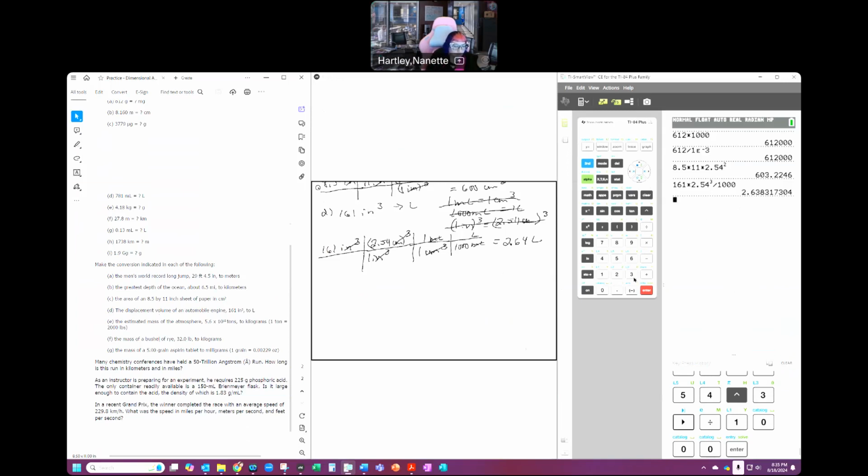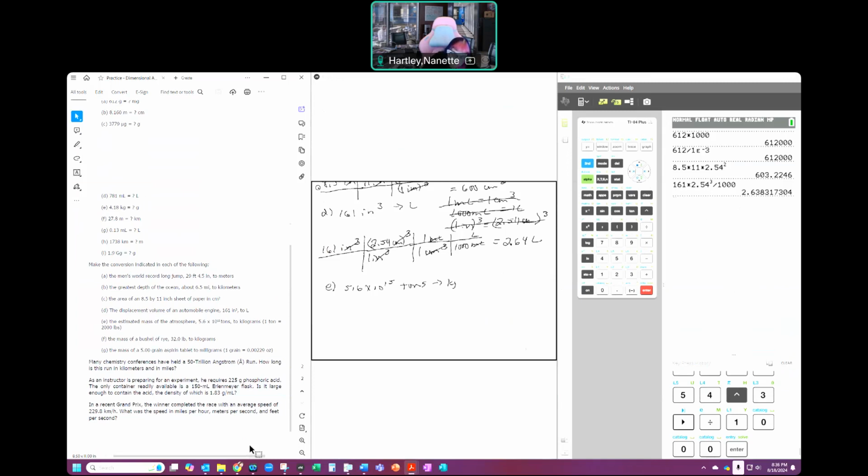Okay. The estimated mass of the atmosphere is 5.6 times 10 to the 15th tons. Convert to kilograms. And it says that 1 ton equals 2,000 pounds. It doesn't seem overly helpful, does it? Because it doesn't get me anywhere. Well, it gets me out of tons. So I'm going to take it and see what I can do with it.